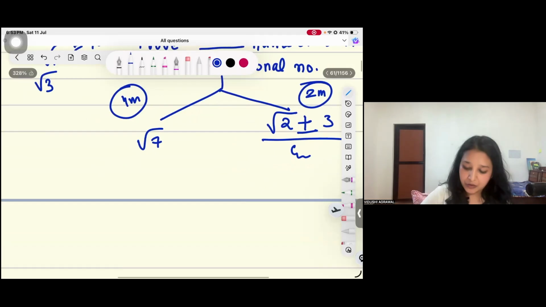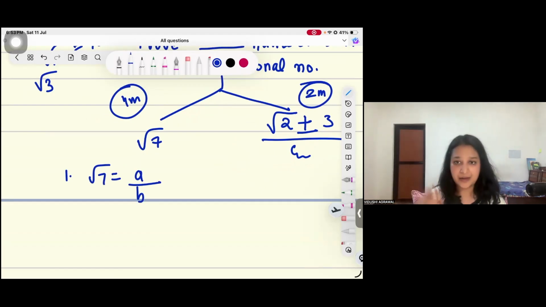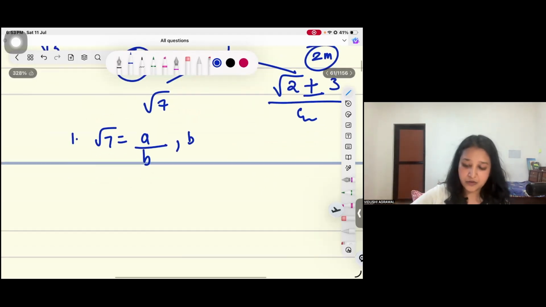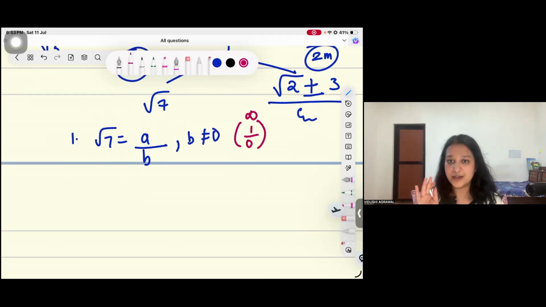First step, always write: assume root 7 is a rational number. Rational number meaning it has a numerator and denominator, a and b. And always write b is not equal to 0, otherwise it is infinity. For example, if I write 1 upon 0, this is infinity, it cannot be solved further. So first, always assume it is a rational number, correct?